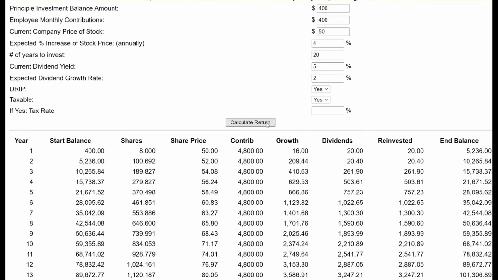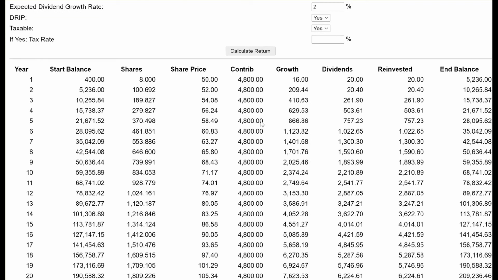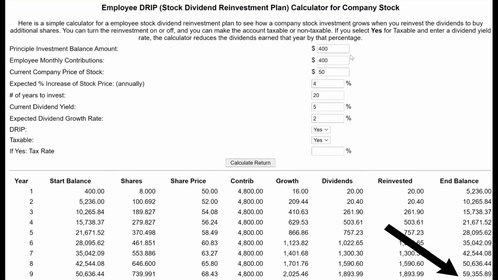So let me calculate the returns, and after 20 years you will have $209,000, right? And what did it do? All it did was do this for 20 years.